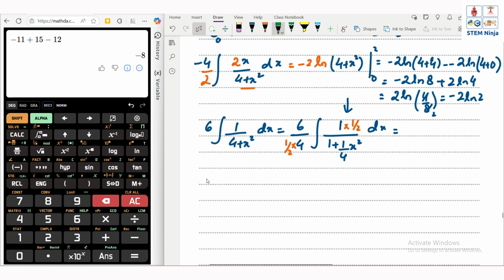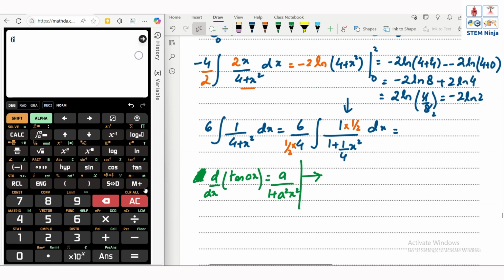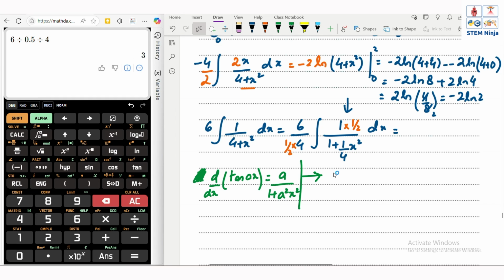So if you've forgotten the tan form, the derivative, sorry, d by dx of tan inverse ax, we did this in differentiation videos, that was a over 1 plus a squared x squared. So that's why we're doing this. So this turns out to be 6 divided by 0.5 divided by 4, that is just 3.